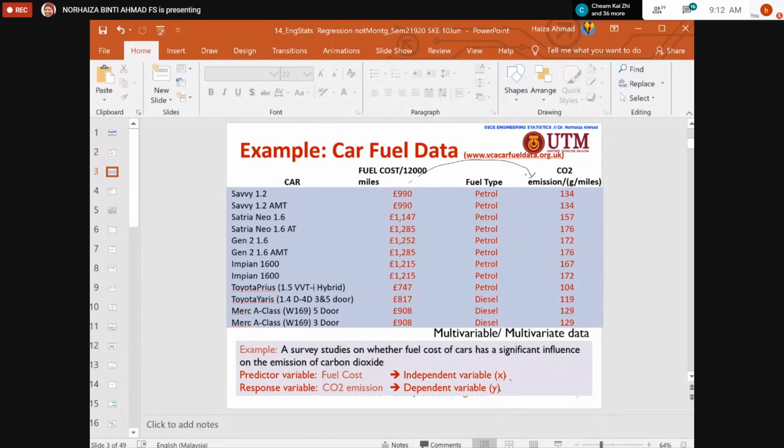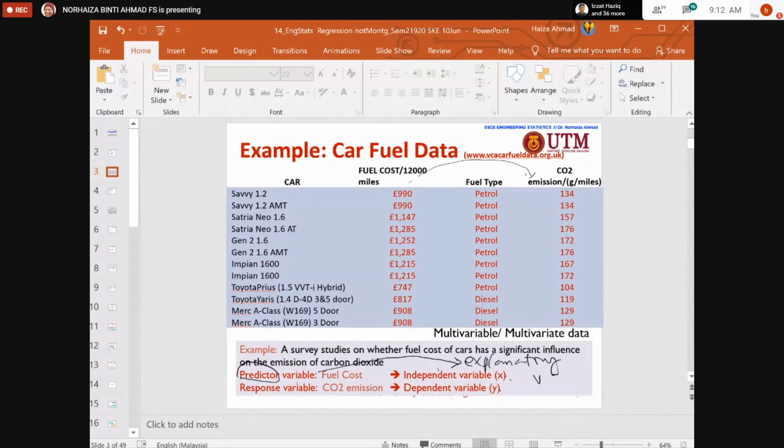Another name for independent variable is predictor variable. So independent variable and predictor variable refer to the same thing. And the dependent variable is called the response variable. Another name that sometimes they use for predictor variable is explanatory variable.